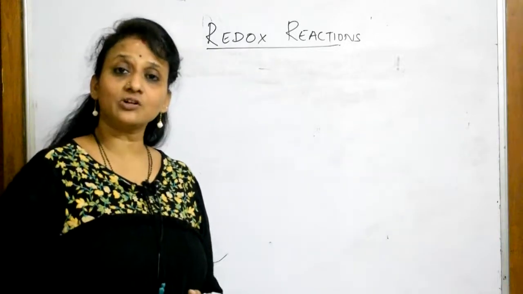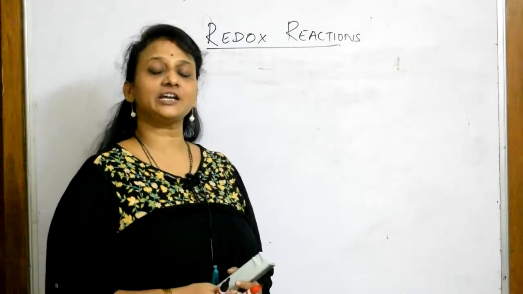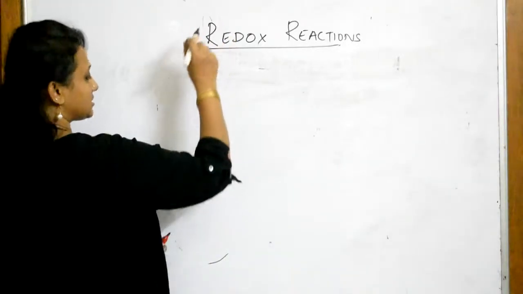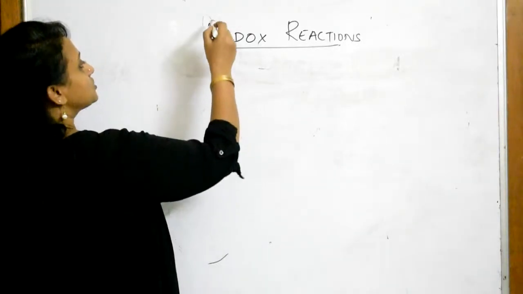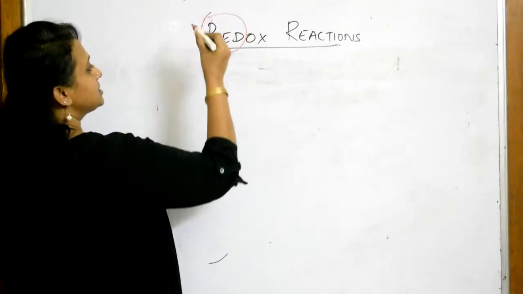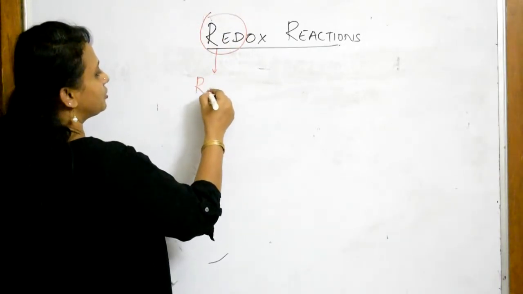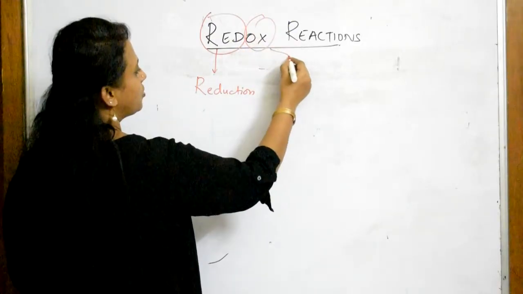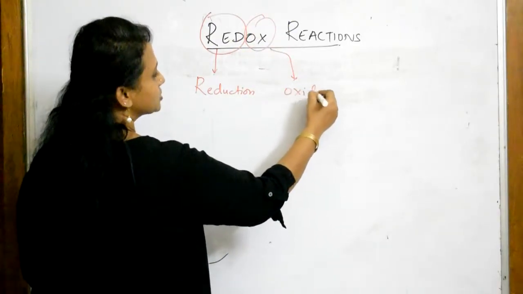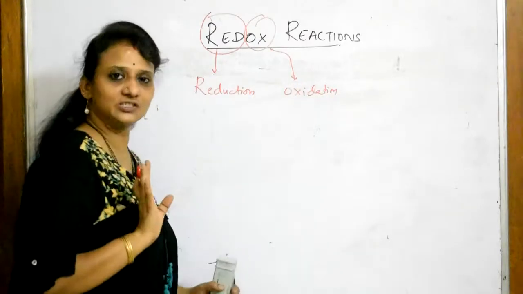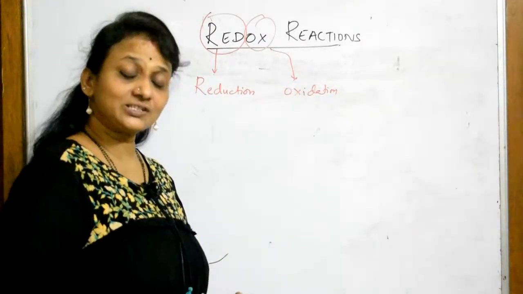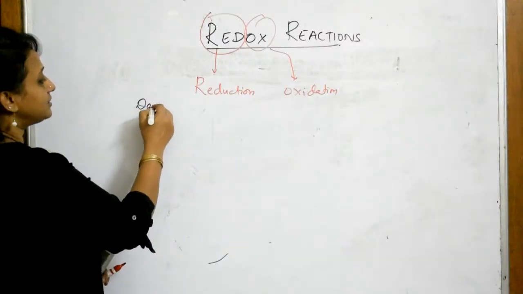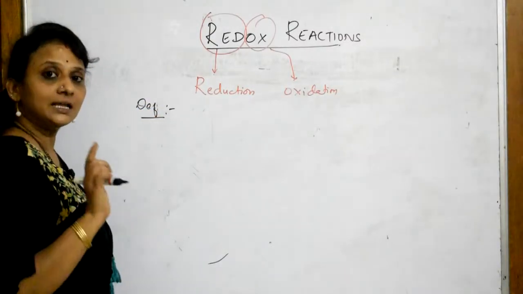So in redox reaction, the first thing I need to remember is the definition. As the name suggests, RED stands for reduction, and OX stands for oxidation. So I know what redox is now. What actually is this related to the chemical reaction? Let's see. If I have to write the definition, remember the reactions.